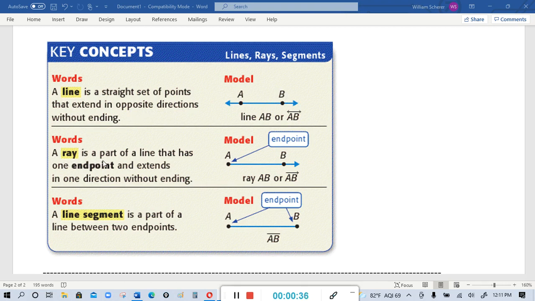A ray is a part of a line that has one endpoint and extends in one direction without ending. Okay, so this is the ray right here. The point without the arrowhead, that's called the endpoint. Okay, and the other side has an arrowhead to indicate that it keeps going in one direction. All right, so it has one endpoint. That's a ray. And a line segment is part of a line between two endpoints. Okay, so here's the line segment, and you can see it has two endpoints.